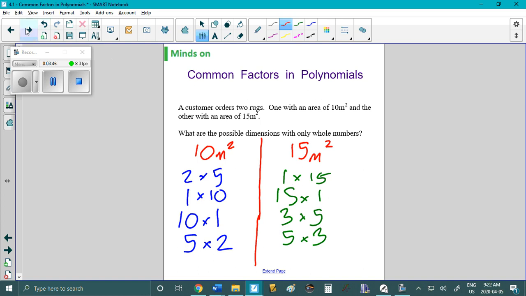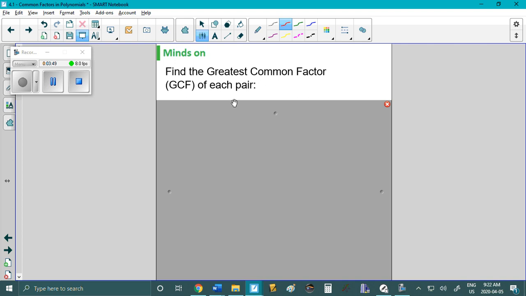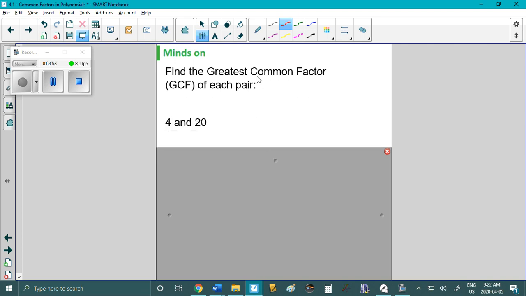All right, moving on. Now I want to go back to a concept that you learned in elementary school, and that is to find the greatest common factor of 2 numbers. So if instead of 4 and 20, I gave you 10 and let's say 35, what's the greatest common factor of 10 and 35? What that means is what number divides evenly into 10 and also into 35.